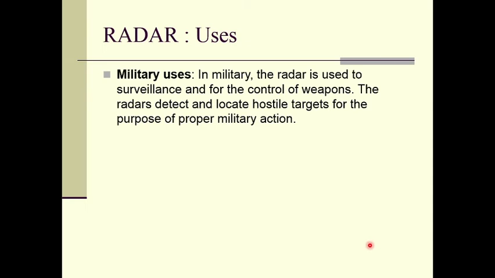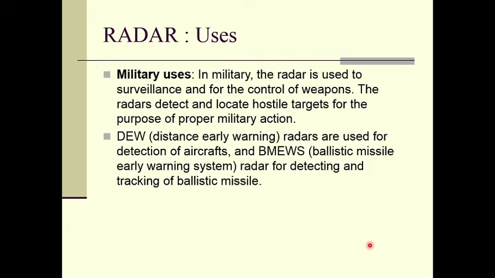In military applications, radar is used for surveillance and for the control of weapons. The radars detect and locate hostile targets for the purpose of proper military actions, right? Then DEW, that means distance early warning radars, are used for detection of aircraft, and BMEWS, that means ballistic missile early warning system radars, for detecting and tracking of ballistic missiles, right? That means if any foreign or enemy aircraft or missiles are incoming towards the land, in that case they will be detected by these two systems, DEW and BMEWS. They will be installed on aircraft and ships and even on the land.